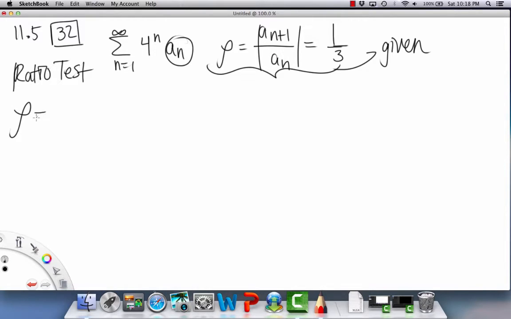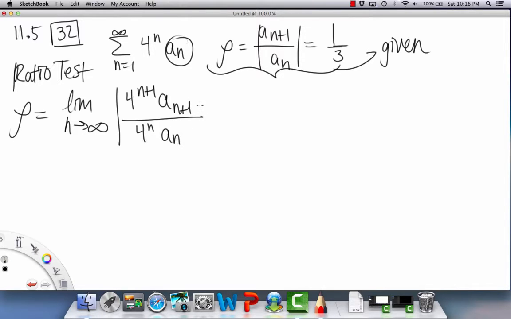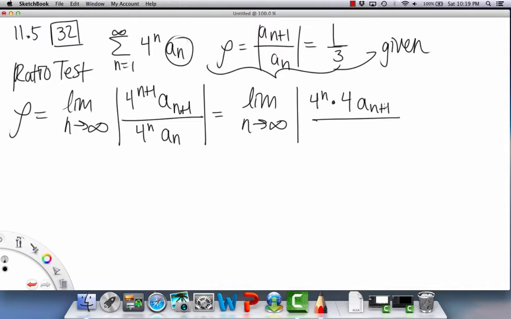So we're going to have our rho equals the limit as n goes to infinity of the following. We'll have our a sub n plus 1, so we plug in n plus 1 everywhere we see an n, over the given sequence, which is just that. Then we can decompose or break this down. The top can break up into 4 to the n times 4 times a sub n plus 1, over 4 to the n times a sub n. And these 4 to the n's cancel. As we see here, this part looks like what we're given, right? So we can replace that essentially with the 1/3.